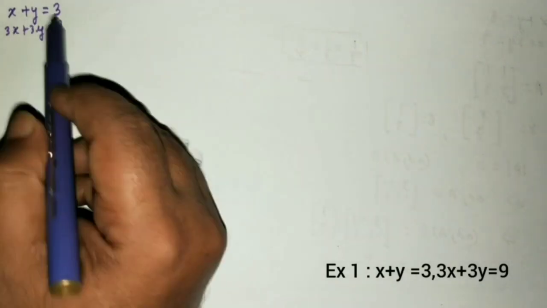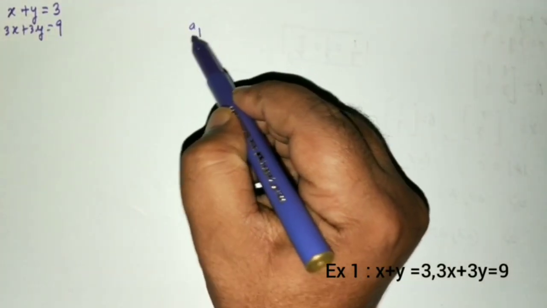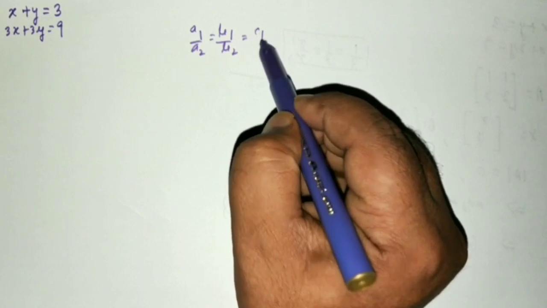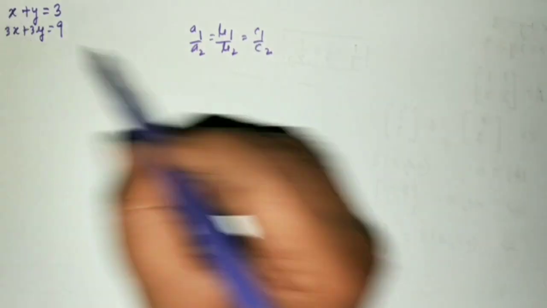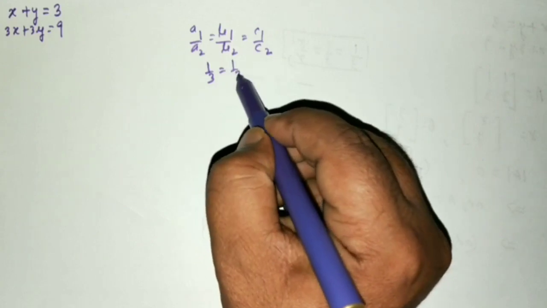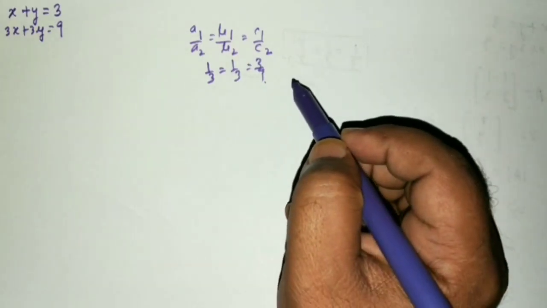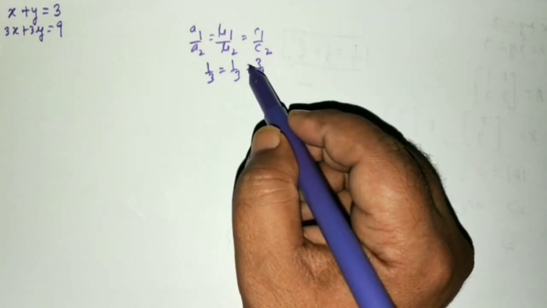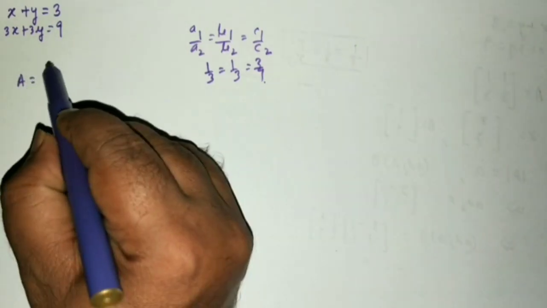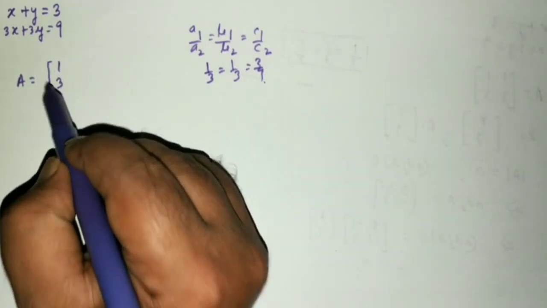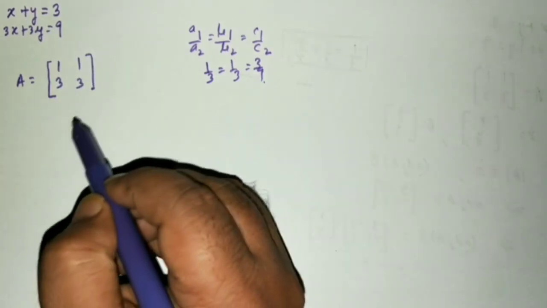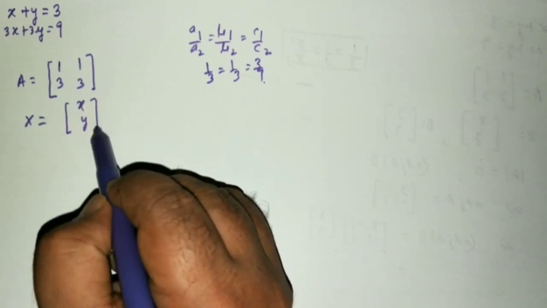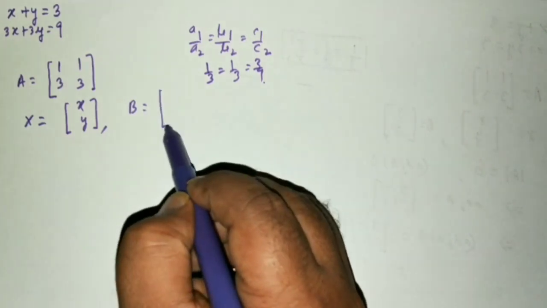So here, just by looking at the expression, I told you if A1 by A2 is equal to B1 by B2 is equal to C1 by C2, I think this condition is satisfied here. It is 1 by 3 is equal to 1 by 3 is equal to 3 by 9. So the answer will be infinitely many solutions, because the lines are coincident. Now, matrix way we are going to solve this way. 1 and 3, this is 1 and 3. The coefficient matrix, the variable matrix is this, and the constant matrix is 3 and 9.